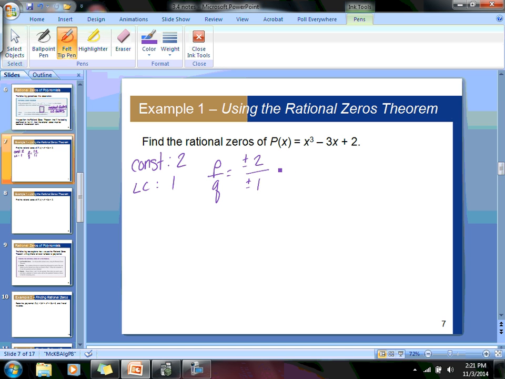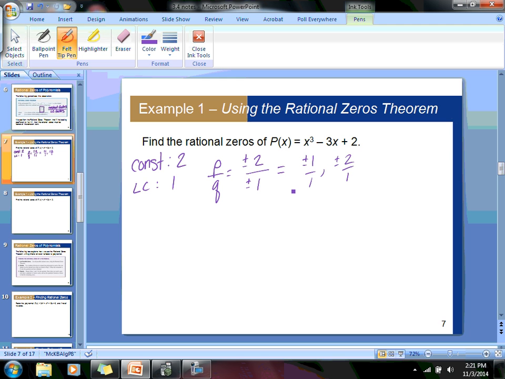Okay, so then what we have to do is list out all the factors of 2 and all the factors of 1. So all the factors of 2 we have to divide by all the factors of 1. Well, the factors of 2 are 1 and, I'm sorry, 1 and 2. So we would have 1 over 1 and 2 over 1. And again, we want the positives and the negatives in there. Okay, now that's it. These are all my possible combinations of factors.